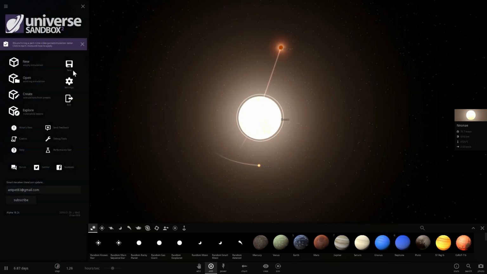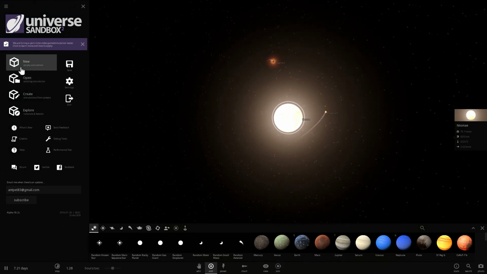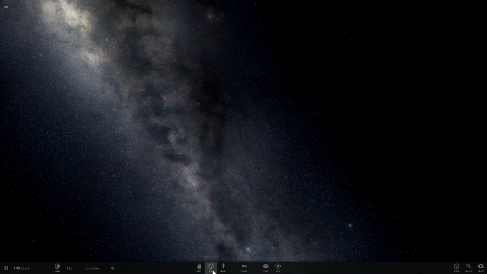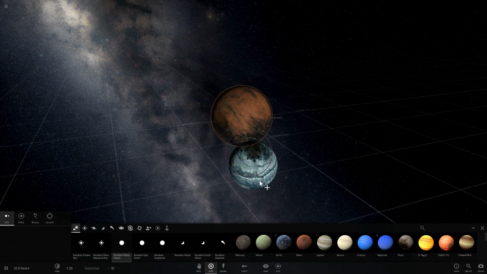Now let's try this again. I'm going to show you how I did this. We're going to try to create a slightly larger fragment, actually, just to see if we can create a larger, more realistic moon. So we're going to go into the new simulation and add a random terrestrial planet, a random rocky planet, that is. We're going to place it right here.